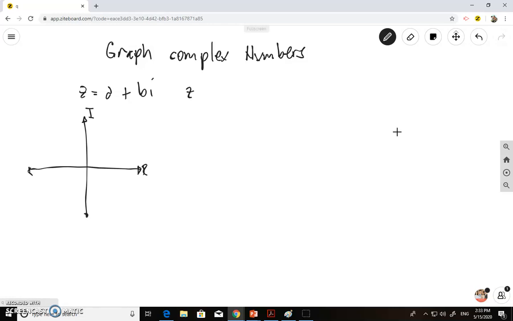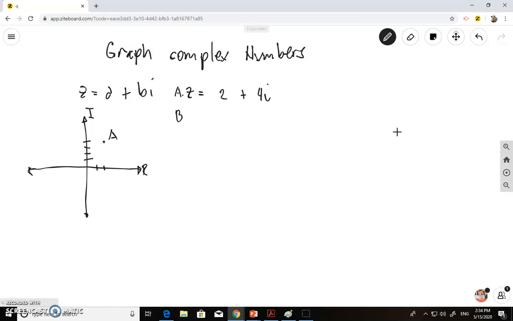For example, z equals 2 plus 4i. So we go 2 points from here for the value of the real number and 4 going up for the imaginary. So this one will be our first point. Let's say this one is point A.